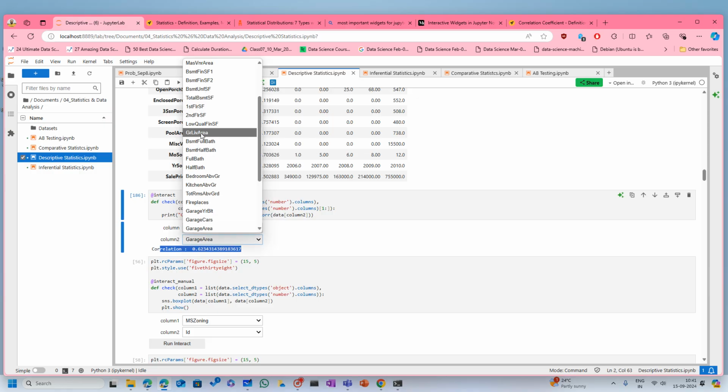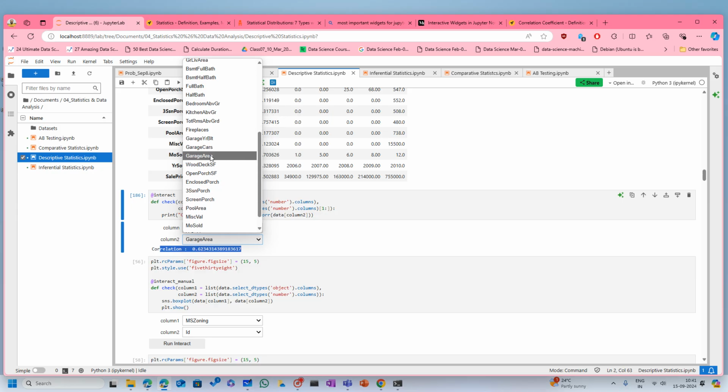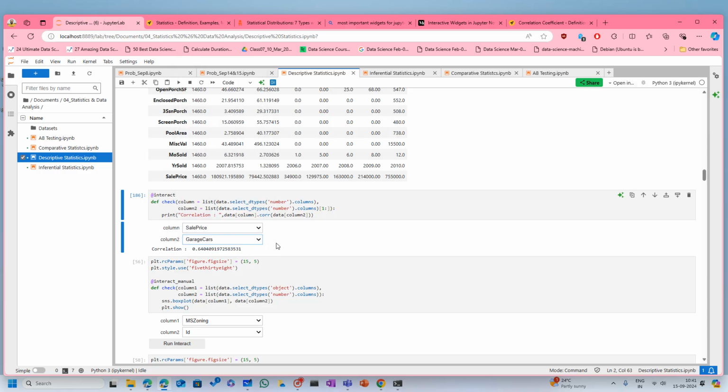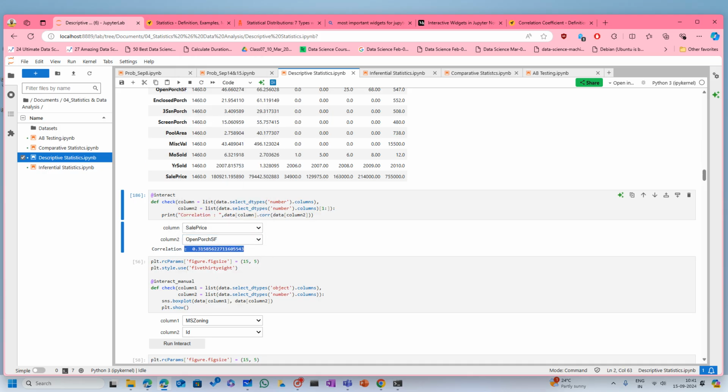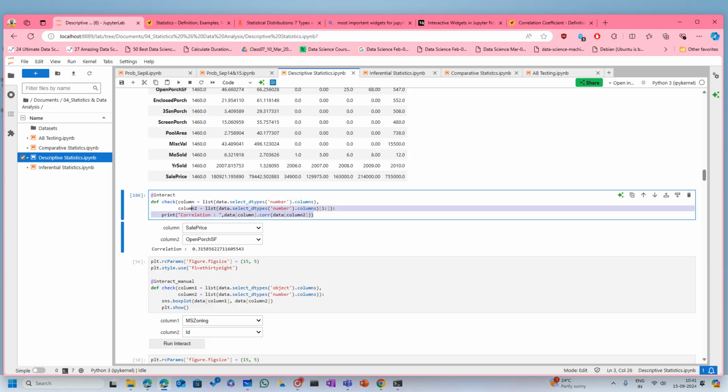Okay, likewise, fireplaces we saw, garage capacity. How many cars can you park in that garage? 64% impact is there. Likewise, if you see other values, open porch, 31%. Okay, there is an impact. This way you have to understand the correlation.